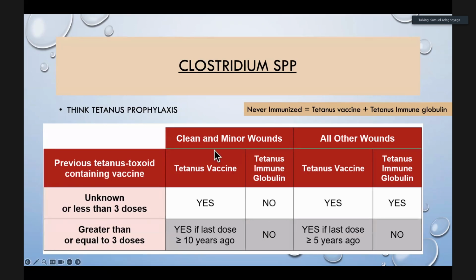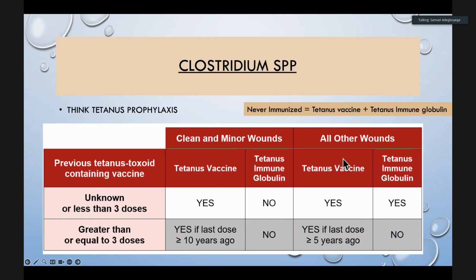So what do you consider a clean minor wound? A clean minor wound is just a wound with maybe a mild infection, not that badly infected, and then you use this column right here. But if it's a moderate to severe infection, a really bad infection, then you use that column right here for really dirty wounds. So it's very important you remember that.